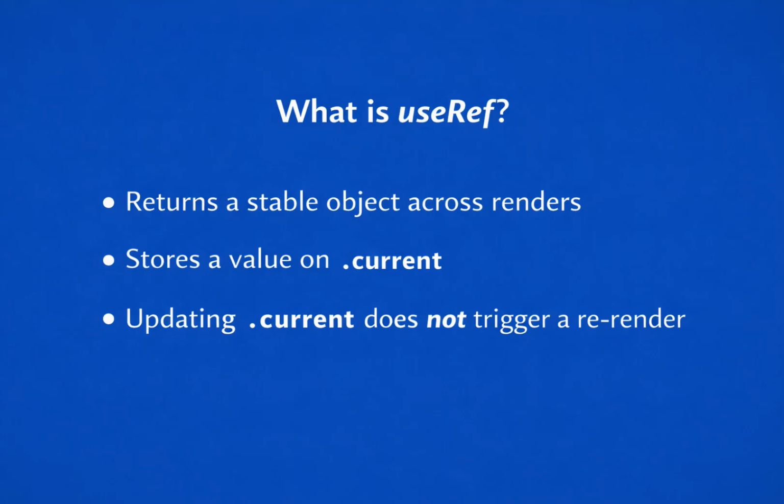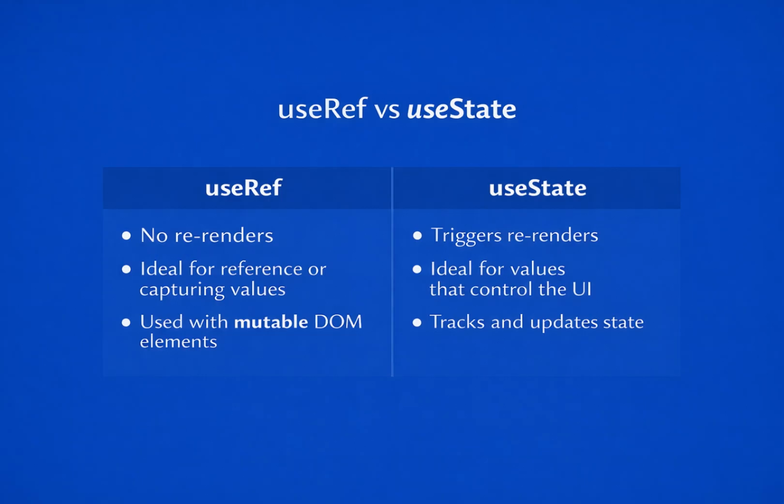useRef returns a stable object that stays the same across renders. That object has a property named current. That's where the value is stored. When we update current, React does not re-render the component, so useRef lets us persist a value between renders without triggering a re-render. Now let's compare useRef and useState.